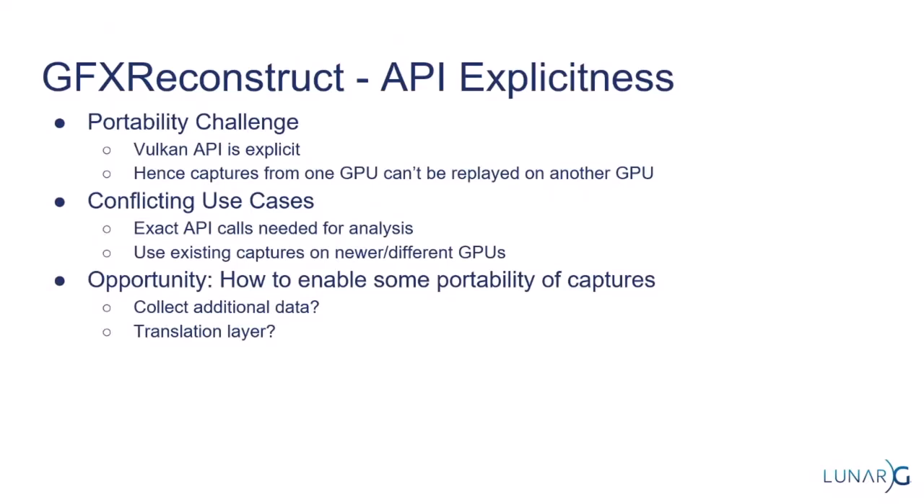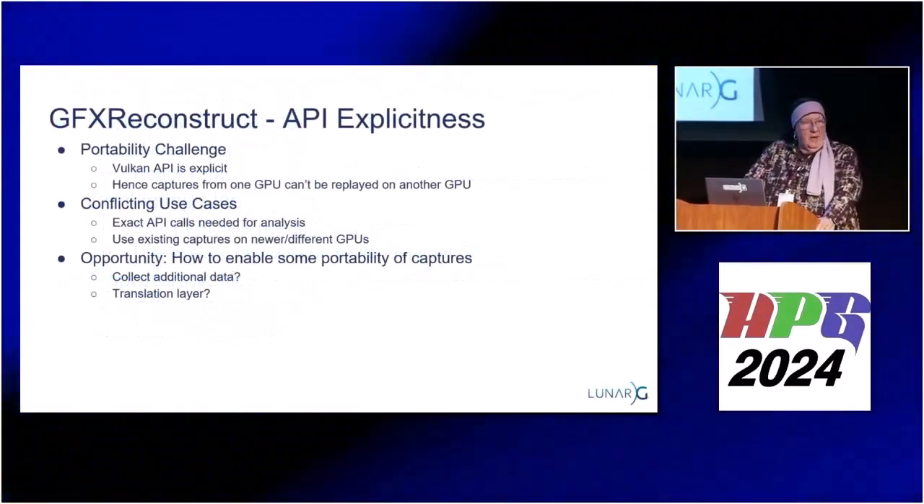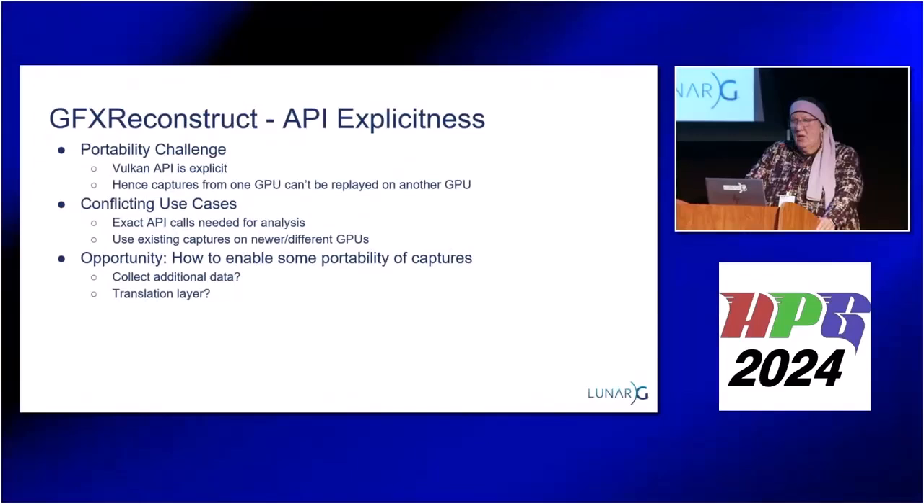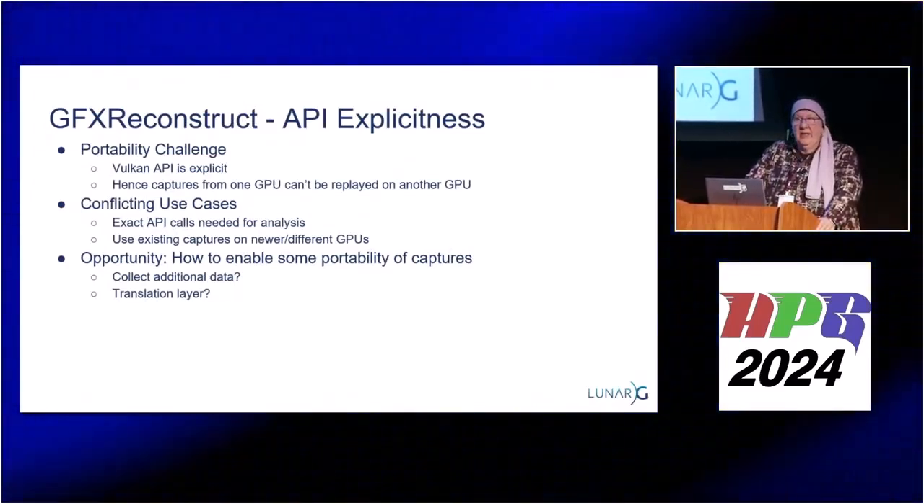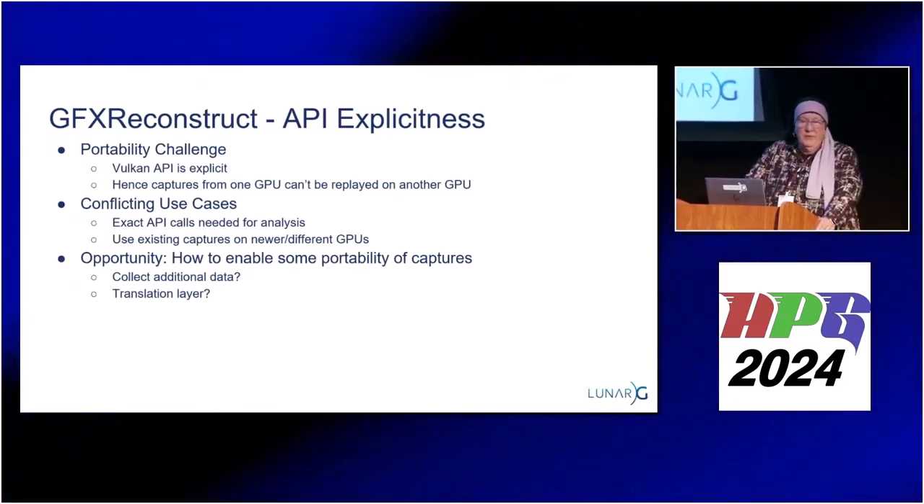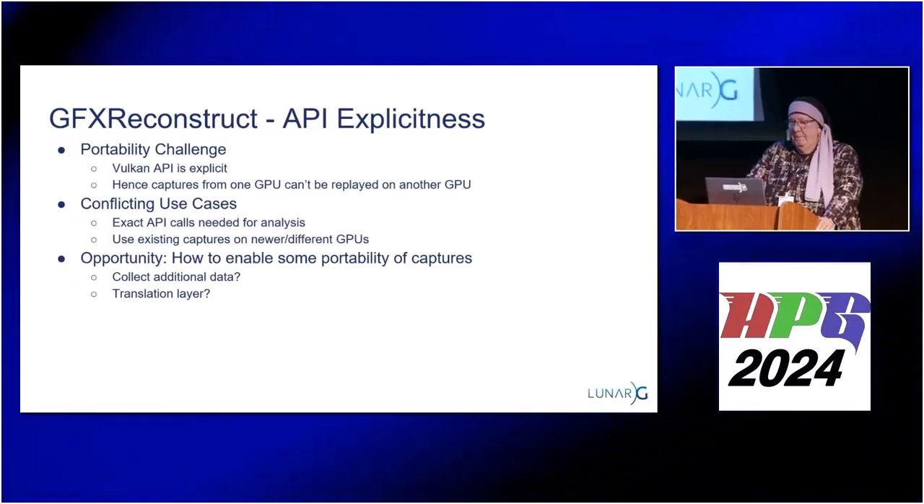API explicitness. So Vulkan is a very low-level API, and it's very explicit. And this means that a capture that you do on one GPU will not run on another GPU. In fact, it's not uncommon that even a driver update on the same GPU can result in a capture not being able to replay correctly.